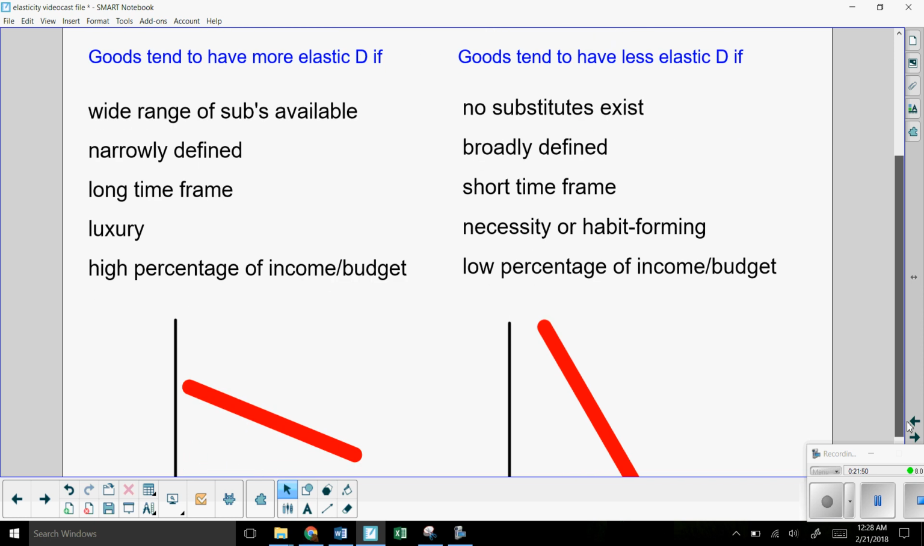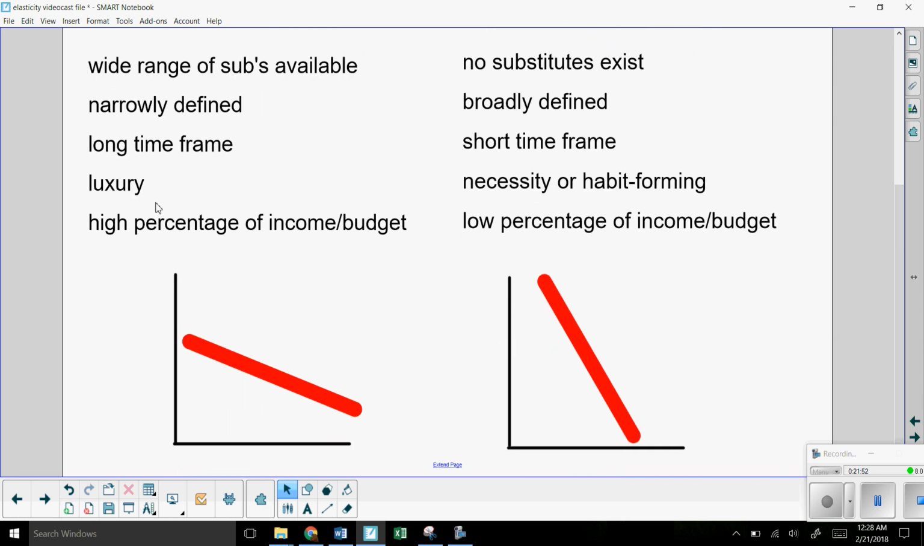If it's a high percentage of your income or your budget, then a price change is likely to be felt more, and this might explain why car companies are frequently having a sale on cars. It's the biggest sale ever, right? And the reason why is because a decrease in price would actually get people to buy a lot more cars, because that's a big purchase.